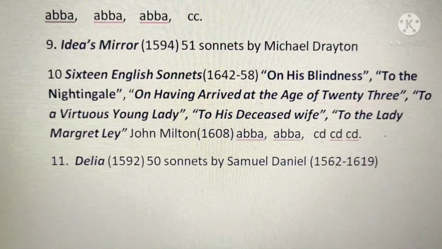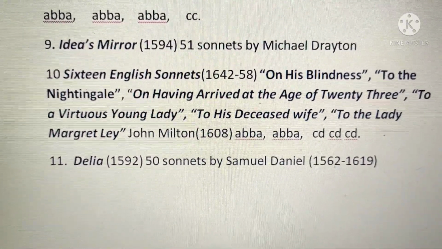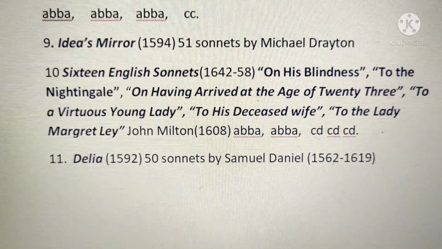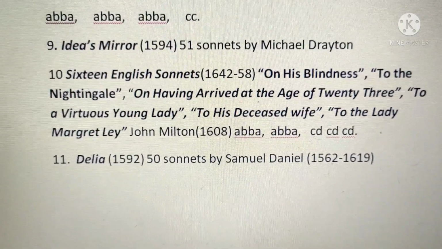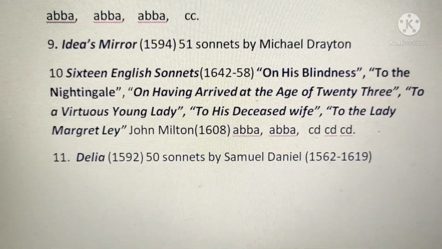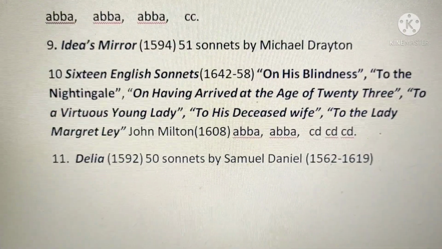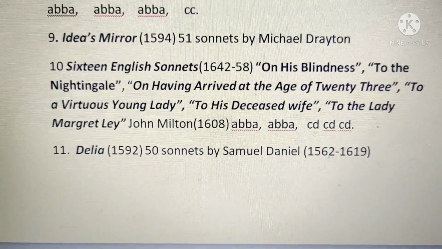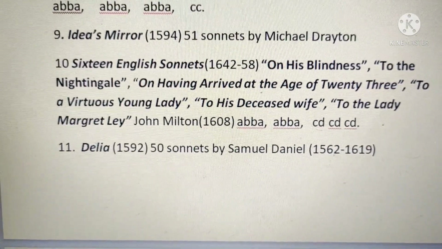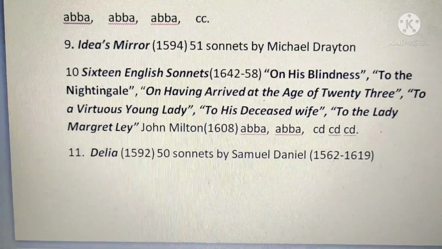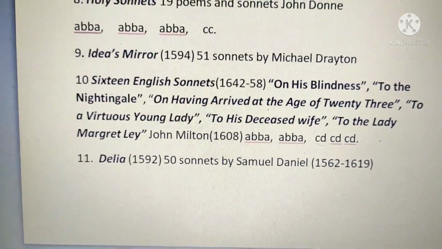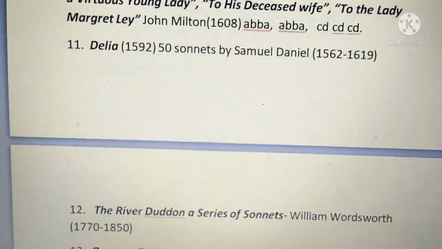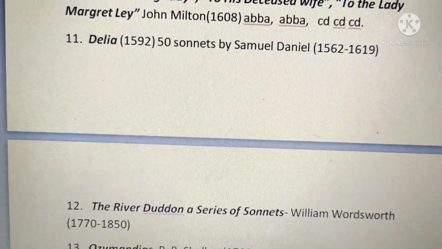Milton wrote his sonnet with a rhyme scheme ABBA, CD, CD, CD. His famous sonnets are On His Blindness, To the Nightingale, On Having Arrived at the Age of 23, To a Virtuous Young Lady, To His Deceased Wife, and To the Lady Margaret Ley. These are names of his famous sonnets. On His Blindness is very important and sometimes it is there in post-graduation and graduate class syllabus.